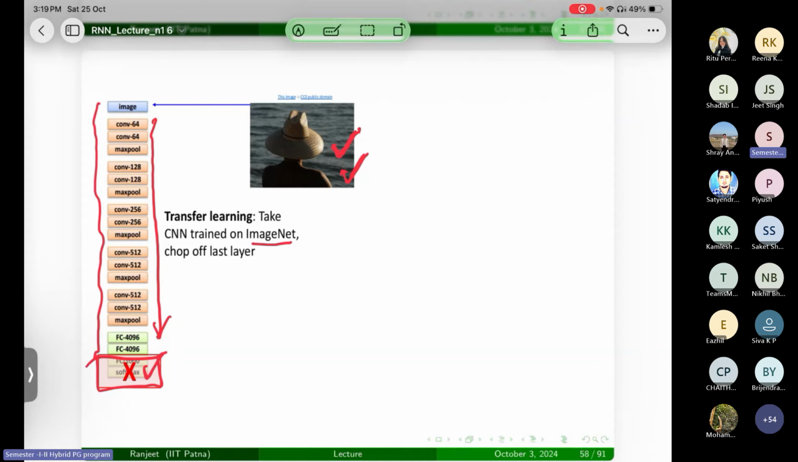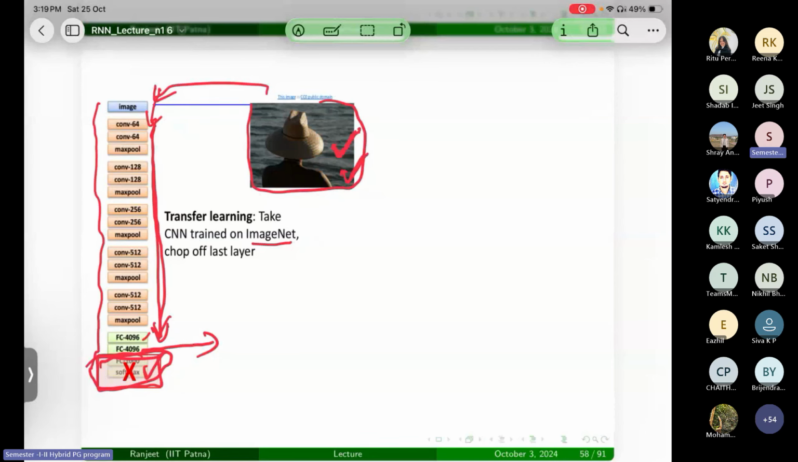So the same thing we are doing here. This is the pre-trained model, we chop off the last layer, and we give it the image. Suppose we have to describe this image, so we give this image to this model, and finally we get the feature from the second last layer, which is a 4096 dimensional vector. So you can see here.